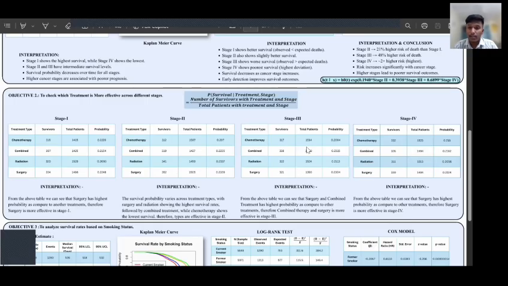And in stage 3, from the above table we can see that surgery and combined treatments have higher probability as compared to other treatments. And in stage 4, we can see that surgery has the highest probability as compared to other treatments. Therefore, surgery is more effective in stage 4.